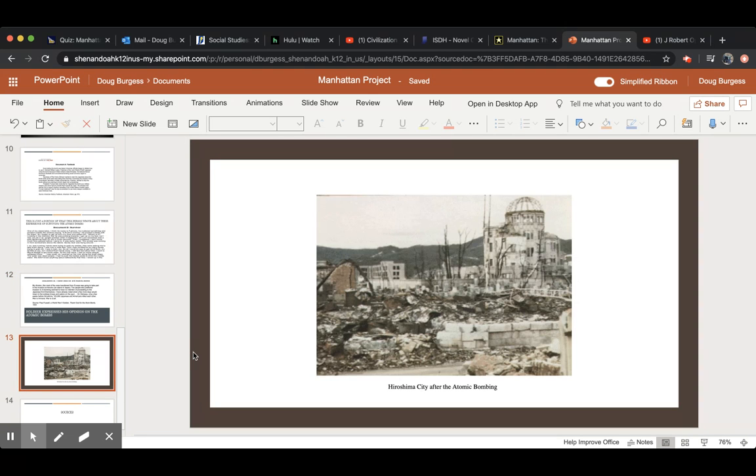And then the last one is just a picture of Hiroshima after the bomb.